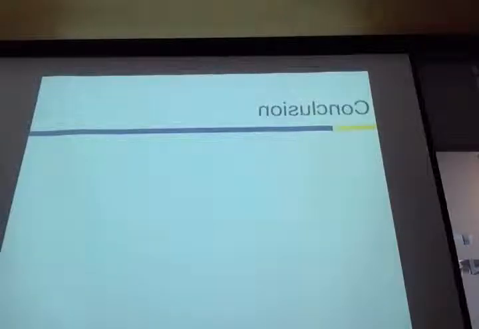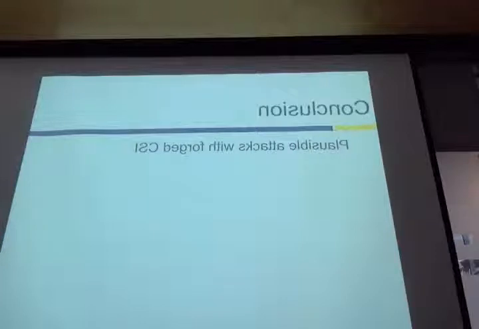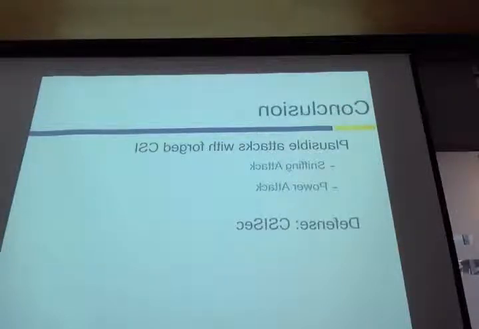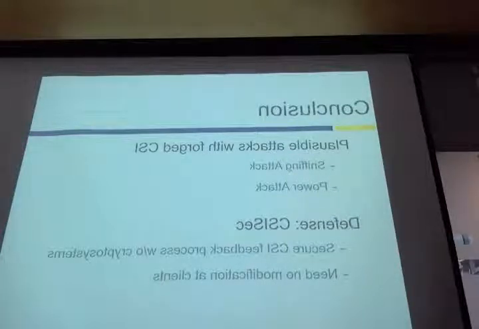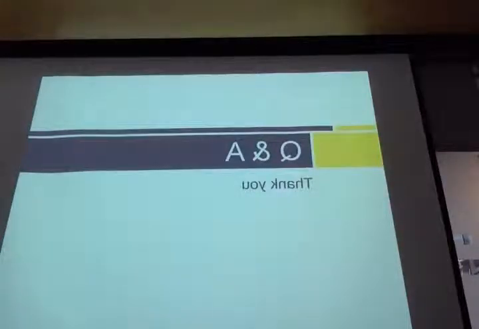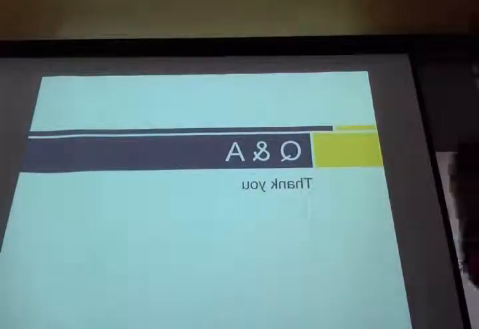In conclusion, this paper proposed a vulnerability caused by a design flaw in an old wireless transmission component, that is CSI feedback. And we use this vulnerability to propose two attacks, namely the sniffing attack and the power attack. We also evaluate them in a real-world implementation. To stop this attack, we propose a way called CSI sec that can secure CSI feedback without crypto systems and only needs modification at the AP. So that's the end of this presentation. Thank you for listening.